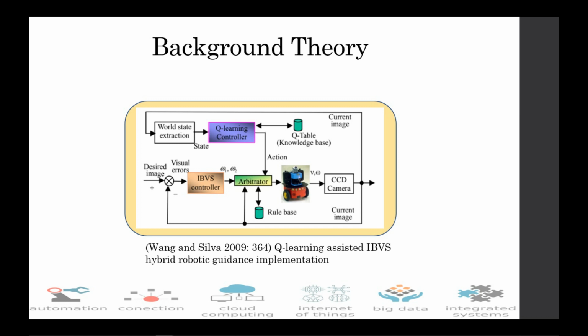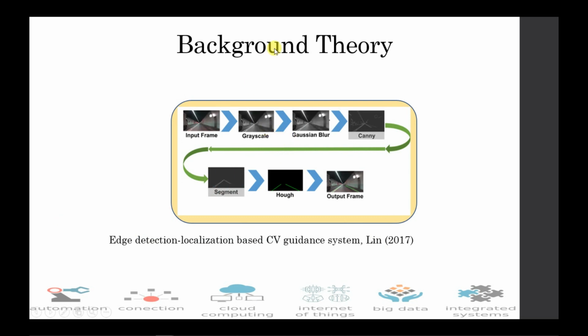Edge detection localization background theory is proposed by Yang, another Taiwanese scientist. He proposed how to analyze the camera feedback information, camera analysis, and how to do image processing for robotic movement to get the desired feature from that image.